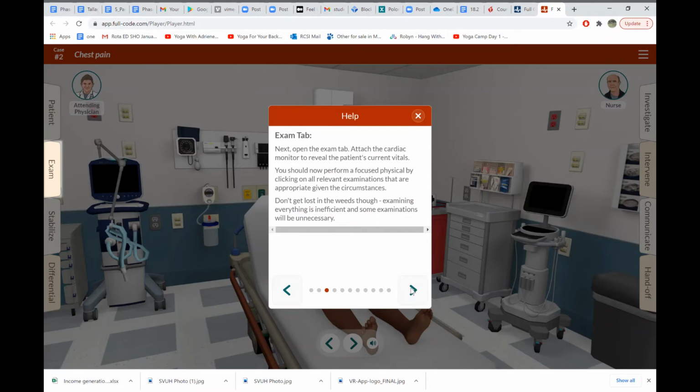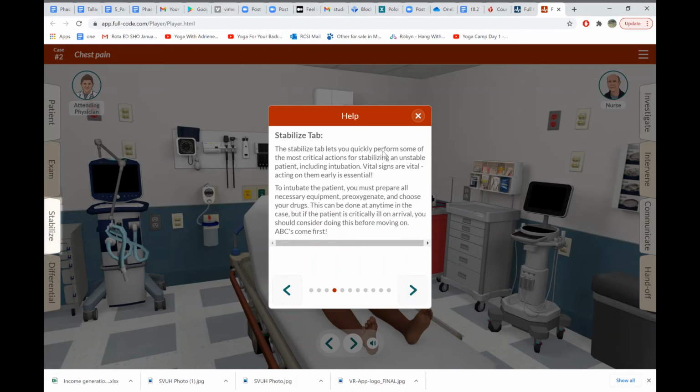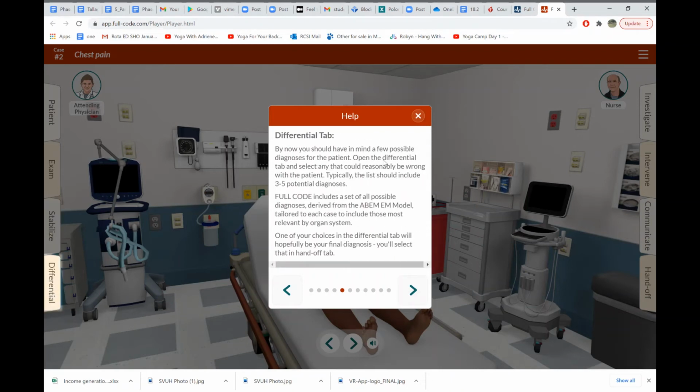Patient tab, exam tab. Don't get lost in the weeds. Don't examine everything. Some examinations will be unnecessary. Okay. Stabilize. You can intubate. Choose your drugs. Consider doing this before moving on. Do the ABCs. Okay. Differentials is your diagnosis. All possible diagnoses derived from the ABEM-EM model. So, not sure what that is, but that might be something for me to look up. ABEM-EM. Anyway.